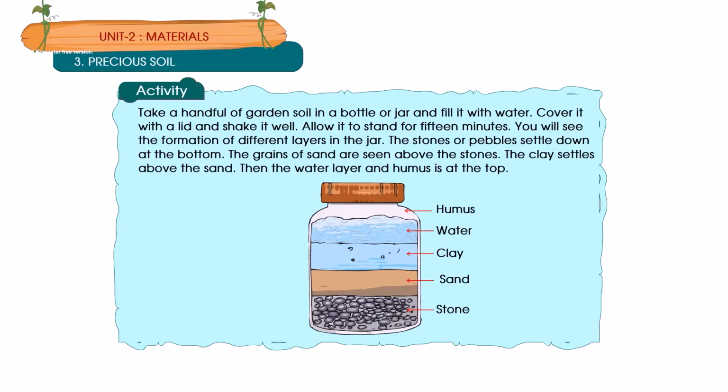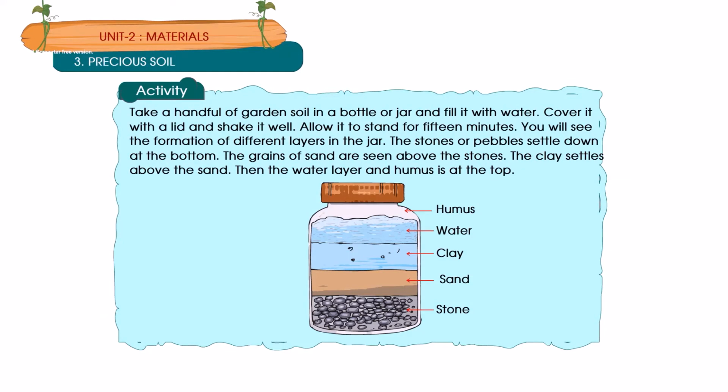Activity. Take a handful of garden soil in a bottle or jar and fill it with water. Cover it with a lid and shake it well. Allow it to stand for 15 minutes. You will see the formation of different layers in the jar.